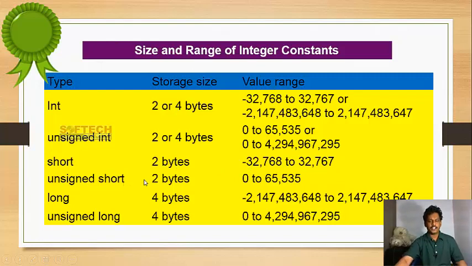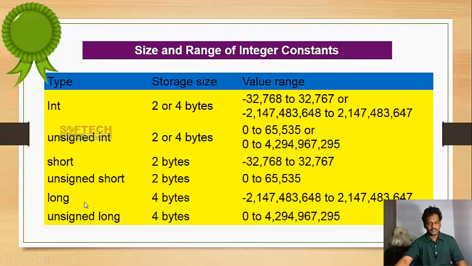Unsigned short int. Short is the default one, so unsigned short integer and unsigned integer are equal. Both are equal. The size is 2 bytes. The range is 0 to 65,535 because it is unsigned. We use 16 bits to store values, so it is 0 to 2 power 16 minus 1.